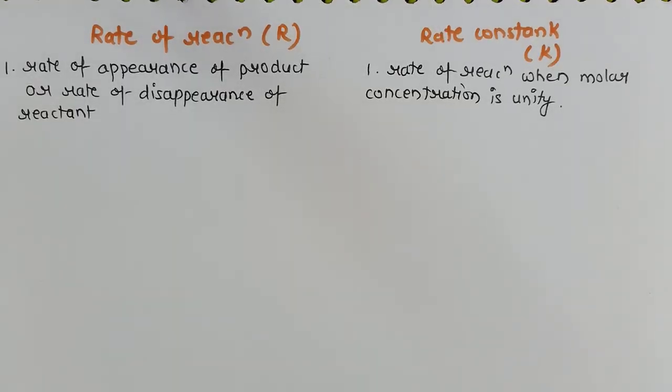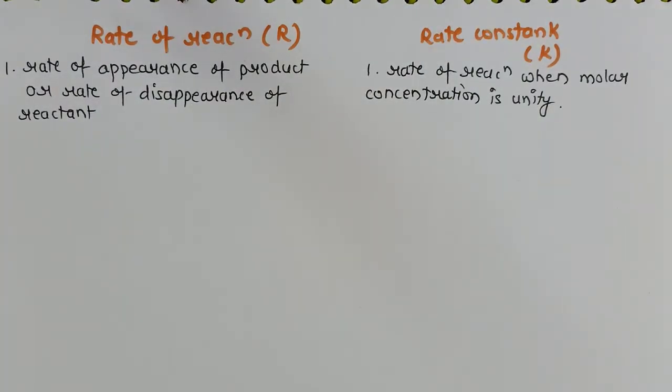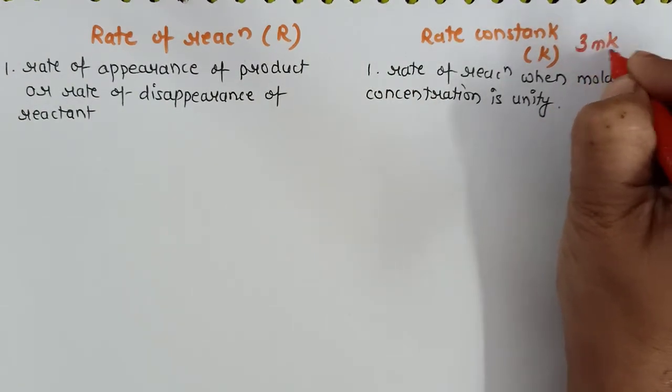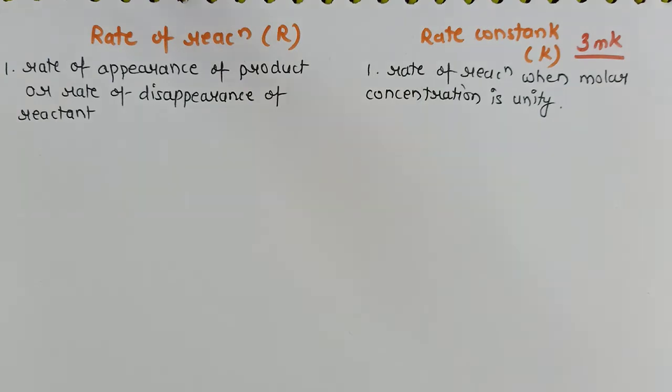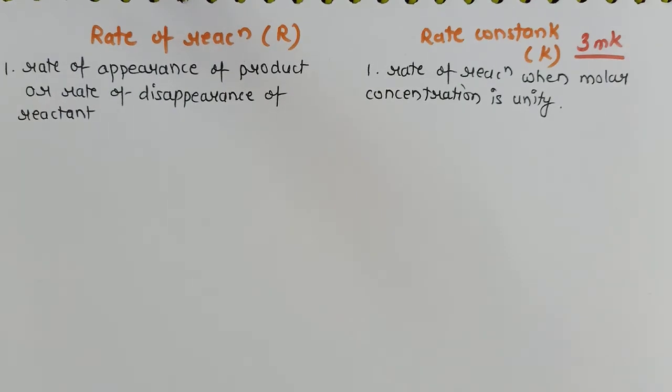So we have seen two terms, R and K, that is the rate of reaction and rate constant. What is the difference between these two? This question can be asked for 3 marks. Whenever different types of questions are asked, the very first point that you always have to write is the definition. So what is the definition of rate of reaction? It is the rate of appearance of product or rate of disappearance of reactant. You can also define it as the speed with which reactants are converted into product, or you can write it as the rate of decrease in concentration of reactant or rate of increase in the concentration of product with time.